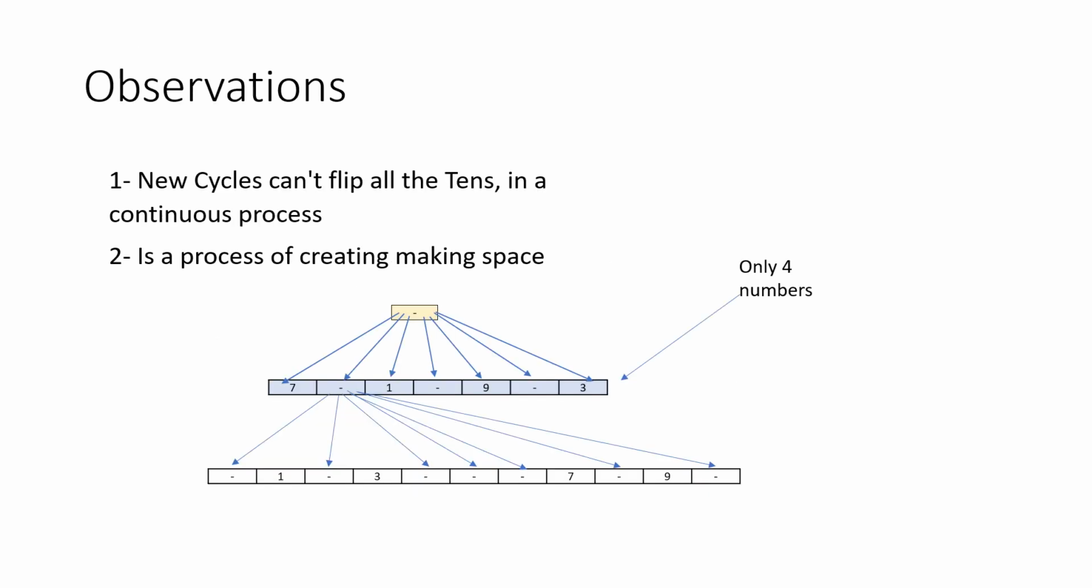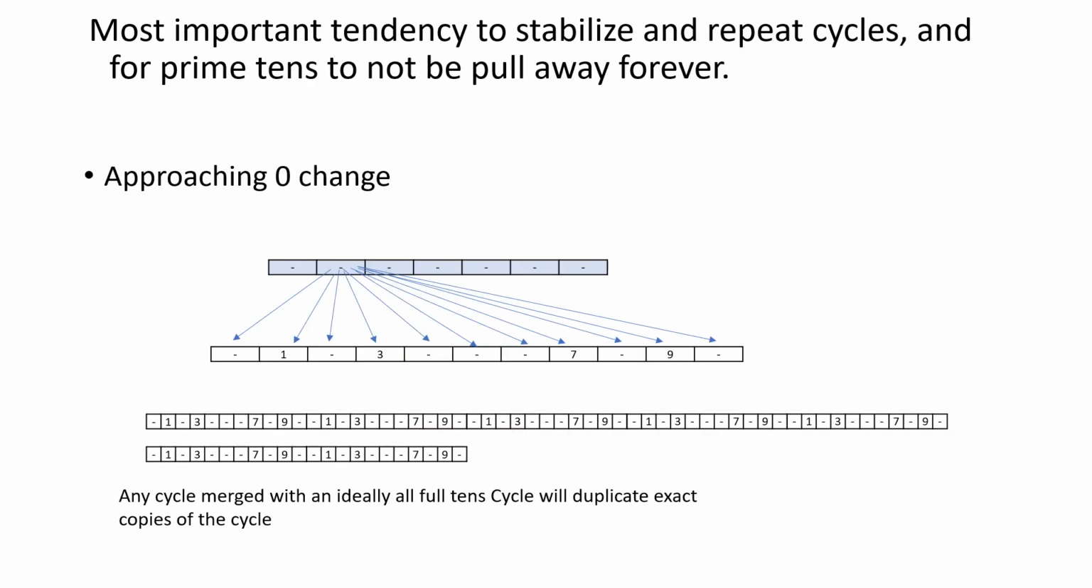Some observations. New cycles can't flip all tens in a continuous process. It's a process of making space. And we can see that any prime is only going to have 4 tens with numbers. The most important tendency is to stabilize and repeat cycles, and for prime tens to not be pulled away forever, approaching zero change. Imagine you have an ideal prime with no numbers. That's not possible, but imagine.